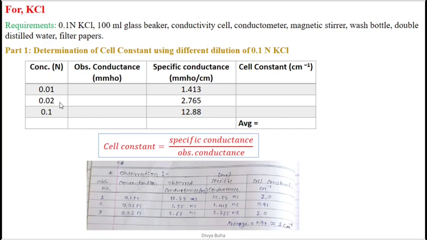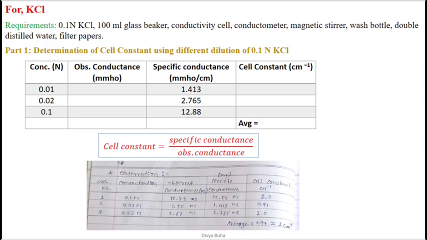For 0.02 normal KCl at 25 degrees Celsius, specific conductance would be 2.765. And for 0.1 normal KCl solution, the specific conductance at 25 degrees Celsius would be 12.88 millimho per centimeter. So these three values are fixed for KCl at different concentrations at 25 degrees Celsius.